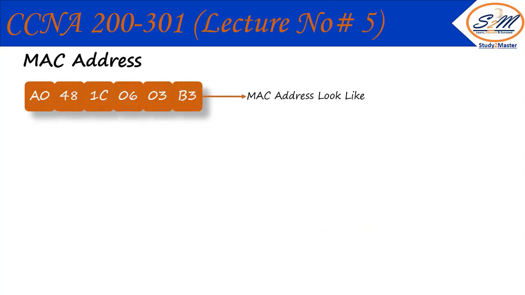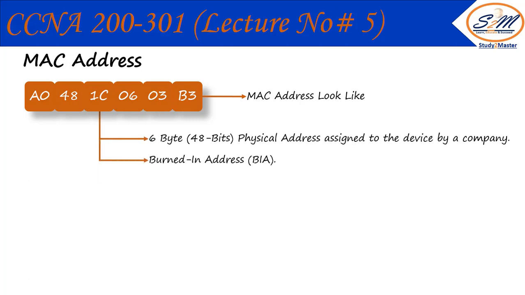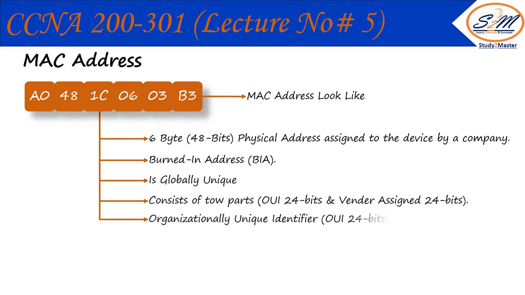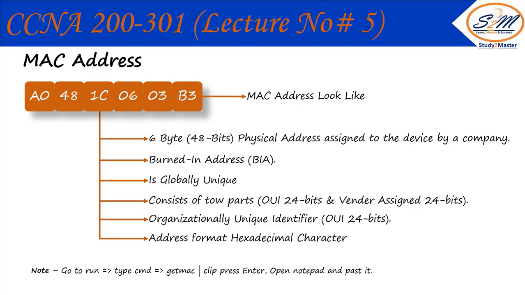What is a MAC address? The actual MAC address is the same as what I have here for you. So a MAC address is a 6-byte address, which is equal to 48 bits in binary. For example, A0 48 1C 06 03 B3. MAC addresses are a combination of hexadecimal numbers. Sometimes a MAC address is called a burned-in address, abbreviated as BIA. It is globally unique.